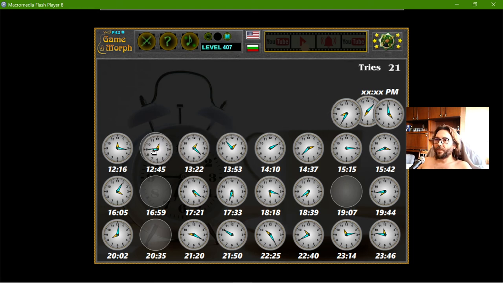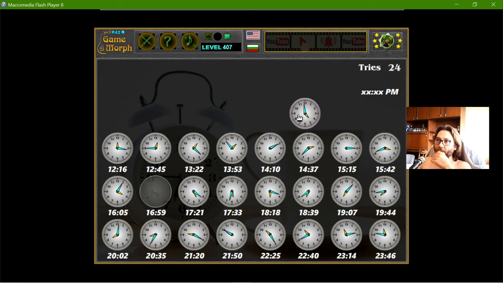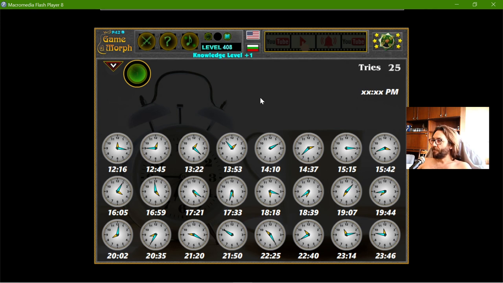Okay, I have 12:45, 8:40, 3:08, 35. 5 past 7, this is actually 7 past 7. There it is. And finally, this is 2 minutes to 5, which is 16:59.